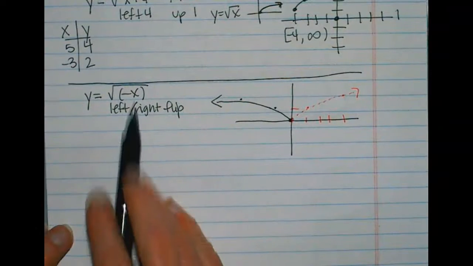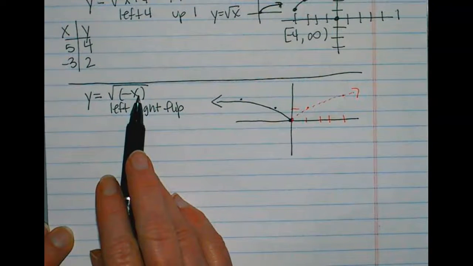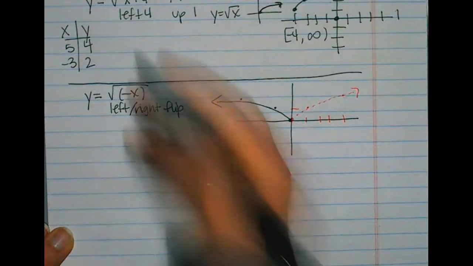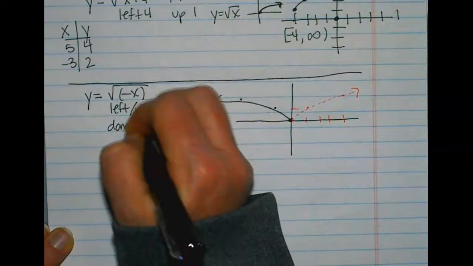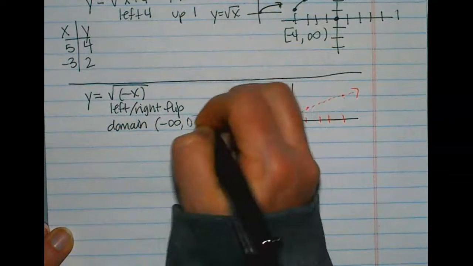And the domain for this is not 1, because -1 doesn't work. It's got to be all negative numbers because you're going to change them here. So the domain for this is also changed. The domain for this example is going to be negative infinity to 0, including 0.